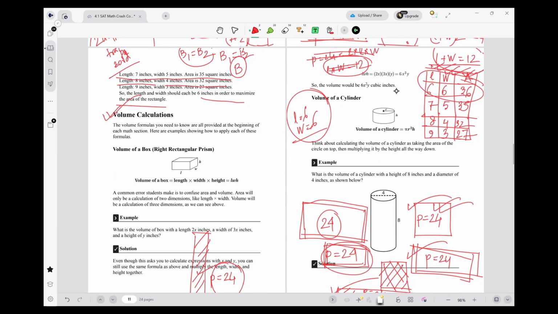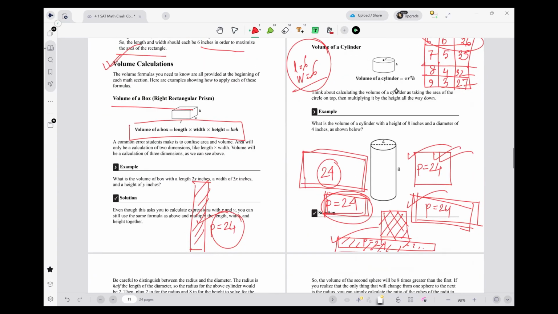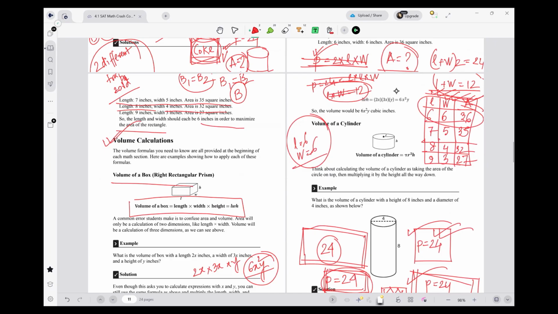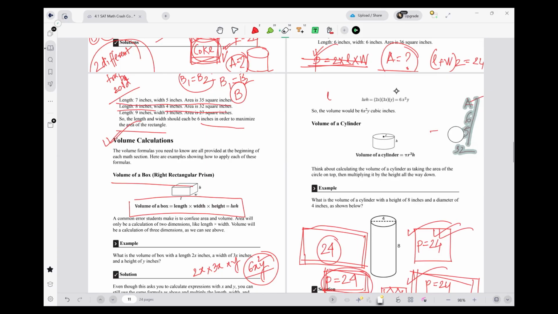Anyway, it is volume calculation. So you just need to find the volume for a box, and the volume for a box we already know is length times width times height. What is the volume with a length of 2x inches, a width of 3x inches, and a height of y inches? I think you can do it. That is 2x and 3x, times y, right? 6x squared y, okay?